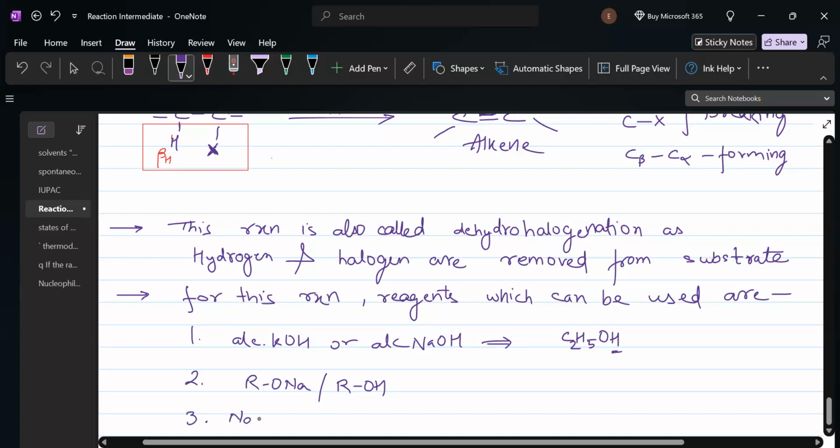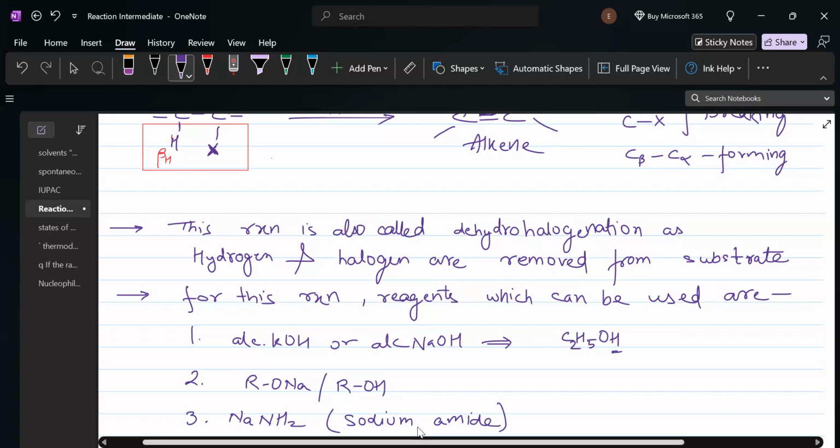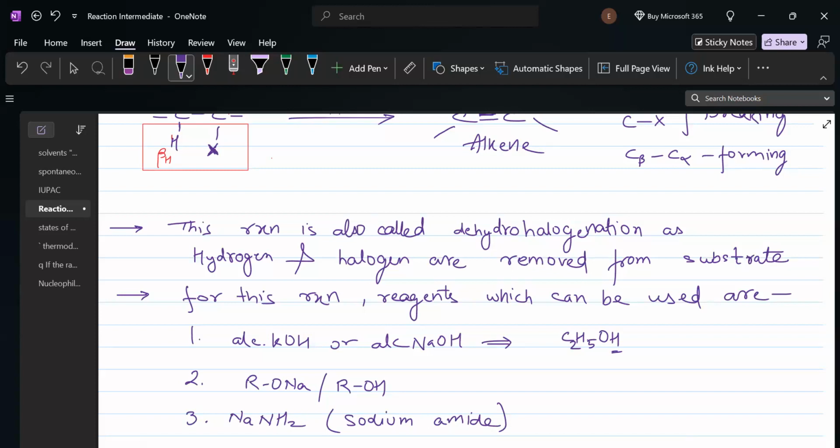Third, if you see these reagents in your reaction, get confirmed that these are beta elimination reactions. Okay, note these down. Done, sir. Okay.